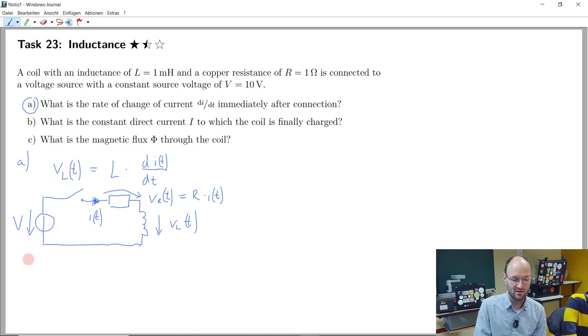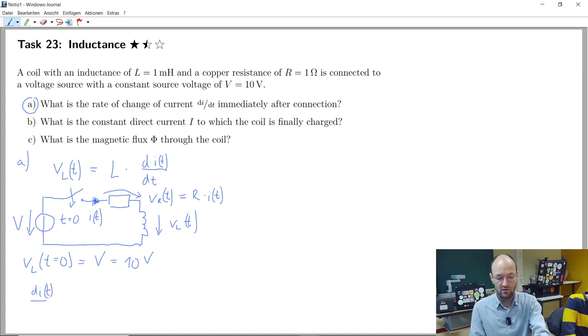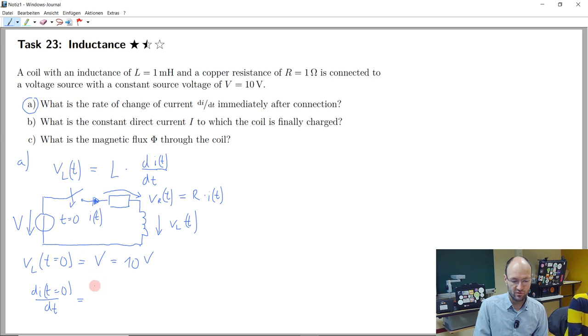So let's say VL for the time zero, directly after closing this switch at the time zero, will be our source voltage, will be 10 volt. And so this rate of change of current, maybe I can also add here the t equals zero, divided by time, will just be this voltage divided by the inductance. And so we have 10 volt divided by 1 millihenry. So then the question is, what unit do we want to get at the end for a rate of change of current?